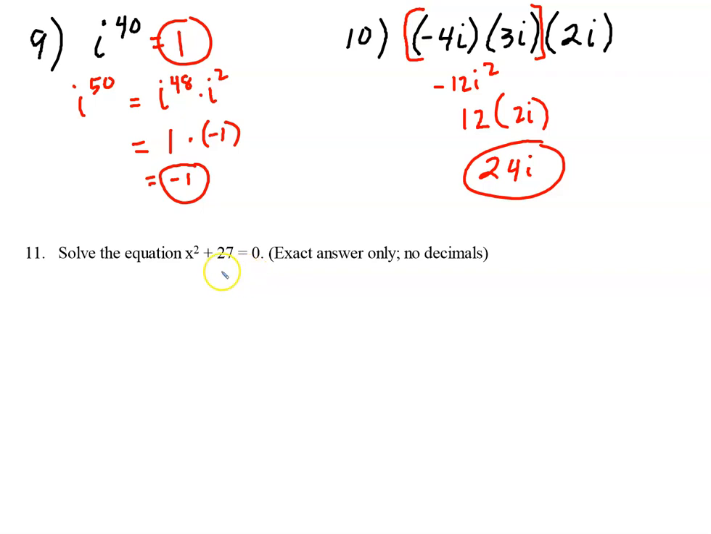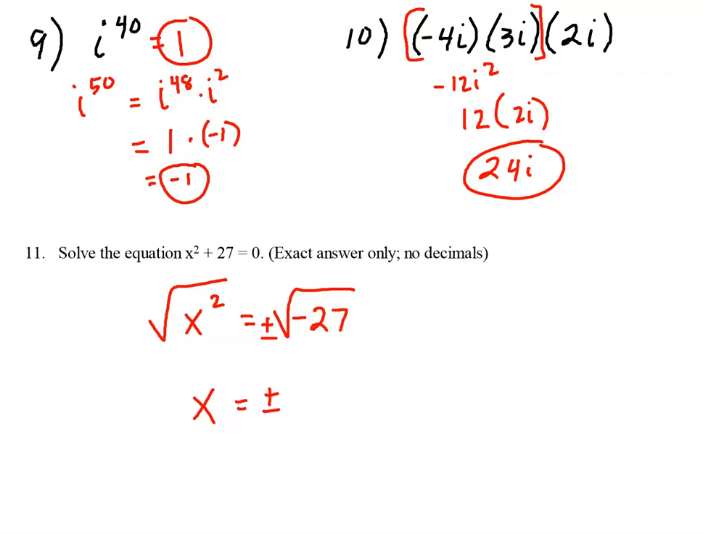Okay, so solve this equation. So let's get x by itself by subtracting 27 from both sides. Now we're going to do the square root of both sides because I need to get rid of this power of 2. If I do the square root of both sides of an equation, I have to include plus minus. So now I'm going to simplify the square root of negative 27.